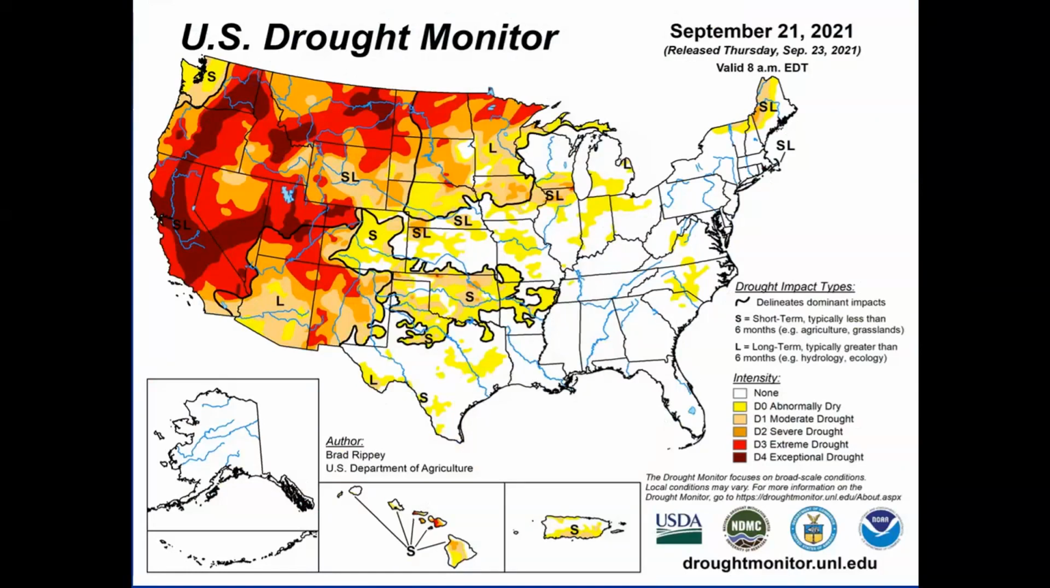But you can look this up. If you just go to the U.S. Drought Monitor, you can do a Google search, and you can check this out every now and then if you're curious.